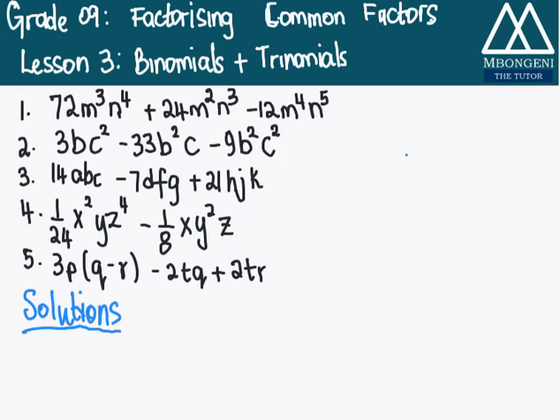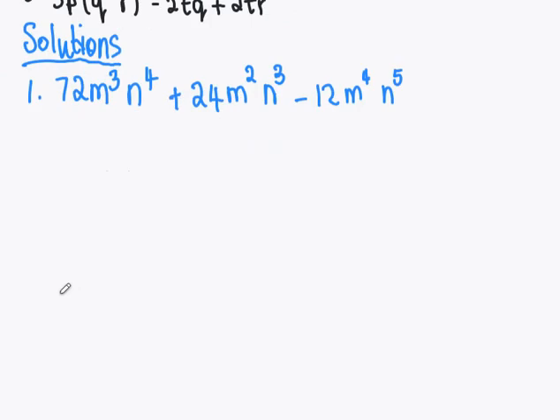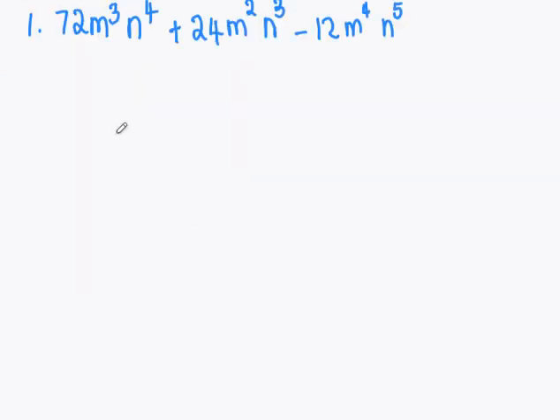So let's get on to today's mission. We have number 1 there. It's a trinomial: 72 m to the power 3 n to the power 4 plus 25 m squared n cubed minus 12 m to the power 4 n to the power 5. All right, so with this one here, we first look at the numbers.